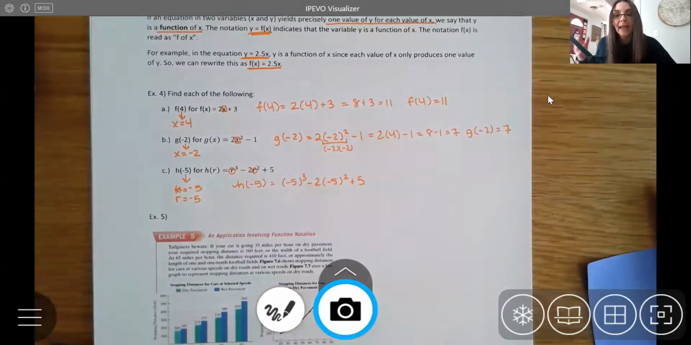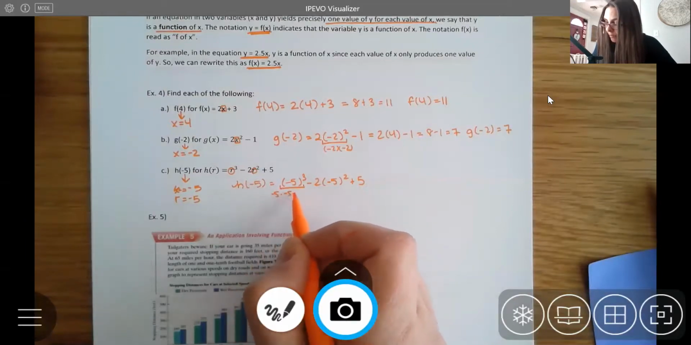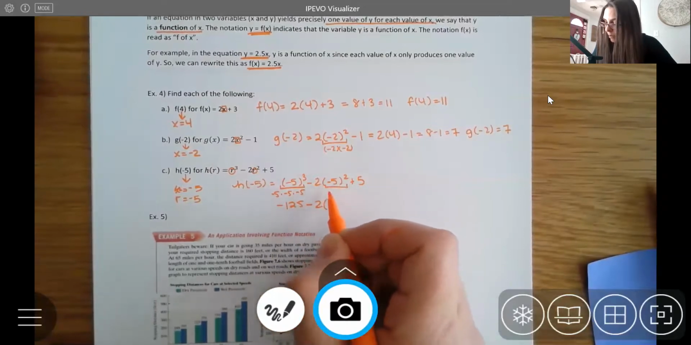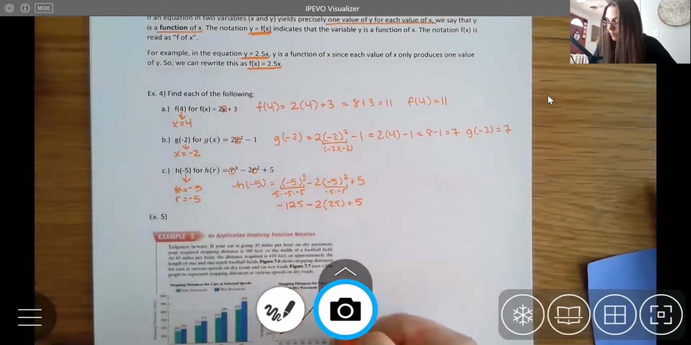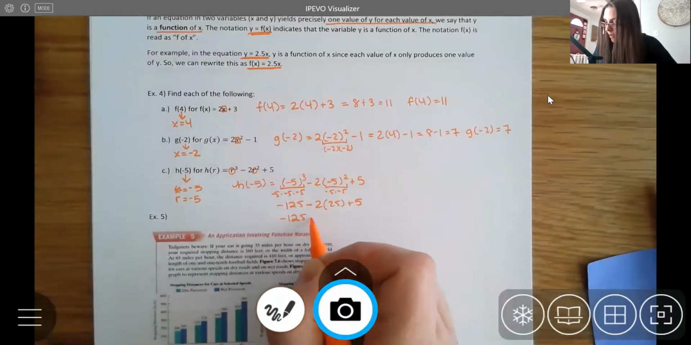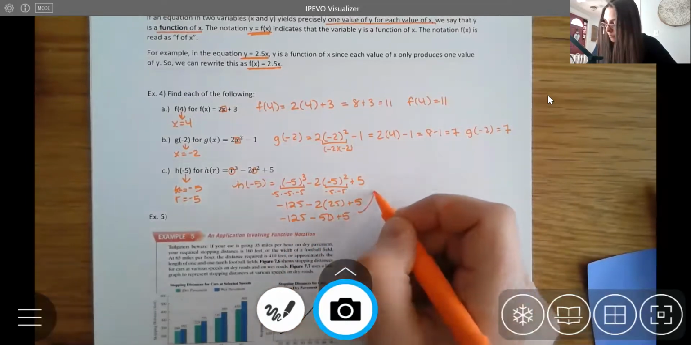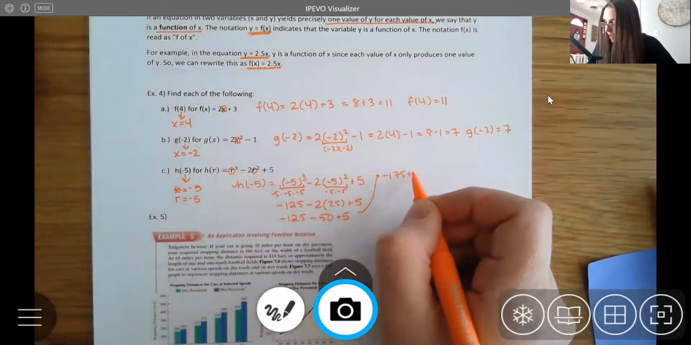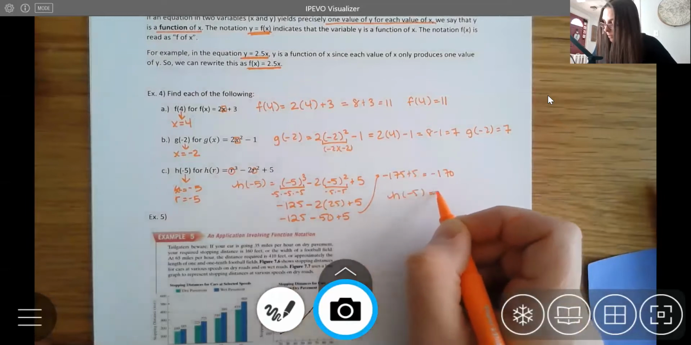Right? And then again, I'm going to simplify first. So here I have -5 times -5 times -5. So that's -125. Minus 2, and then -5 squared is +25. So I have -125 minus 50 plus 5 here. So combining my first two, I have -175 plus 5, which is -170. So h of -5 is equal to -170.